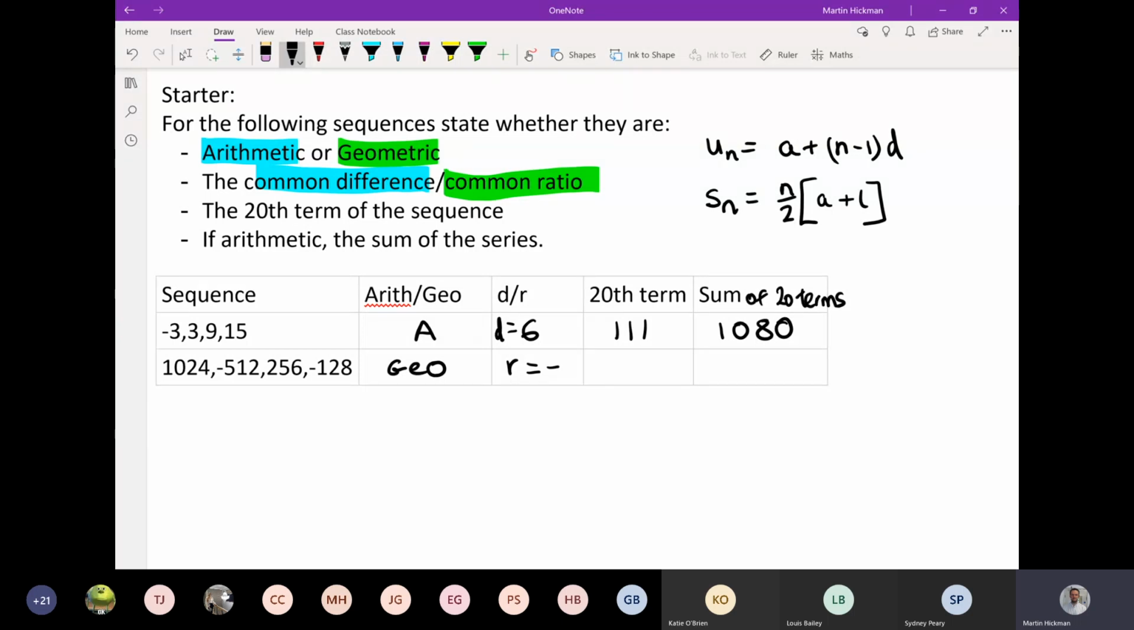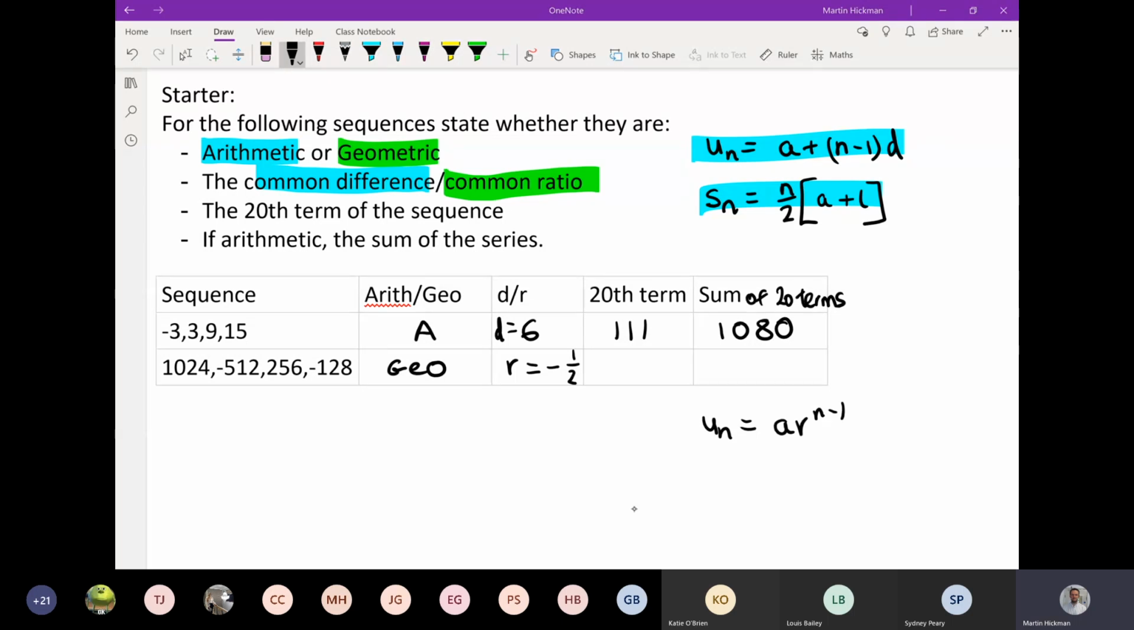And to find that common ratio, we just do the second term divided by the first one, which just gives us -1/2. Okay, you could also do the third term divided by the second one, or the fourth term divided by the third one. It is a common ratio, so it will always be the same. Now our 20th term, we want to use, so the formulae above, this is for arithmetic sequences or series. For the geometric, we want to use ar^(n-1).